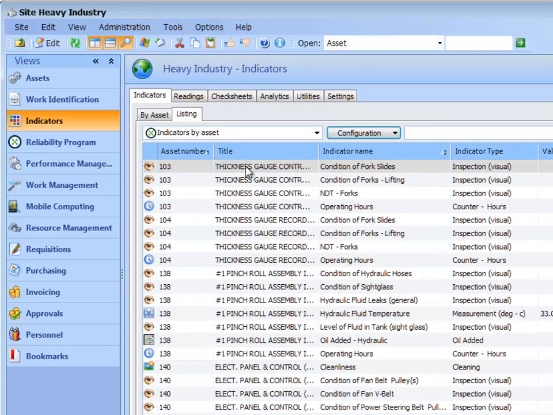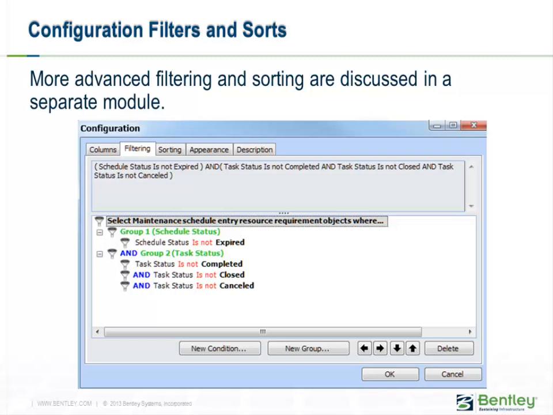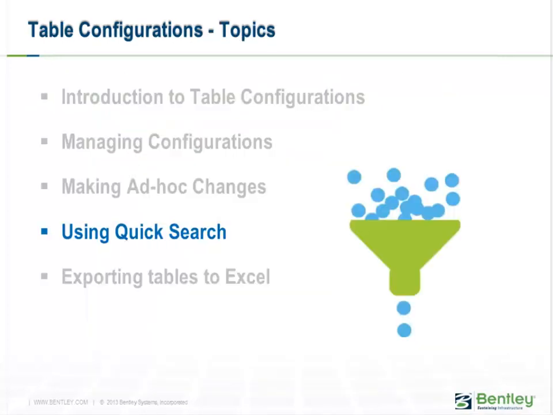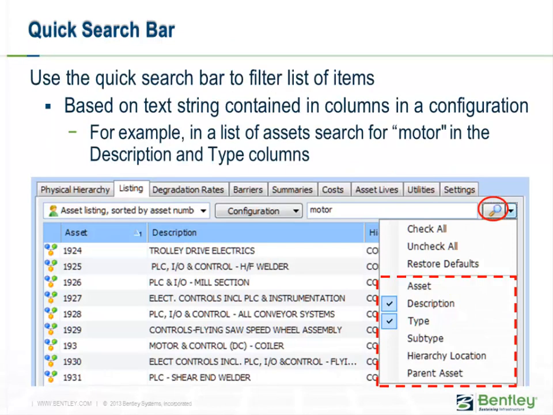More complex filtering and sorting methods are covered in an advanced table configuration topic. The quick search bar. You can use the quick search bar to filter a list of items in a table. The search is based on text strings contained in one or more columns in a configuration. You cannot search columns that contain dates, currency amounts, or value lists.